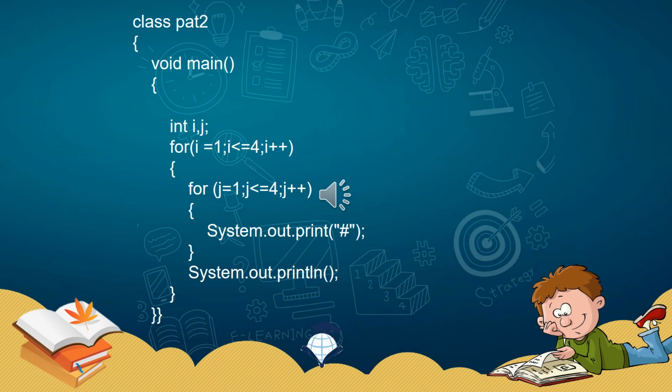This pattern is almost similar to the previous one, but there are 4 rows and 4 columns. So inner loop J ranges from 1 to 4 and outer loop I also ranges from 1 to 4.